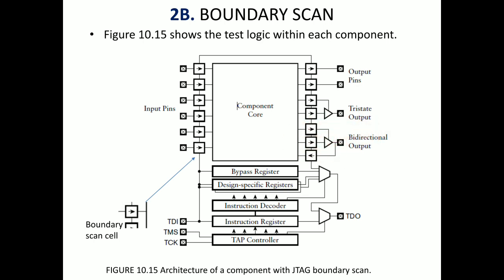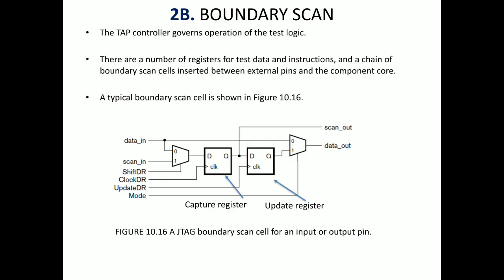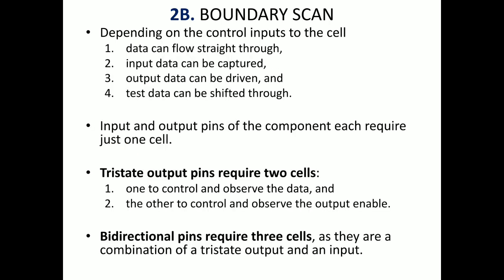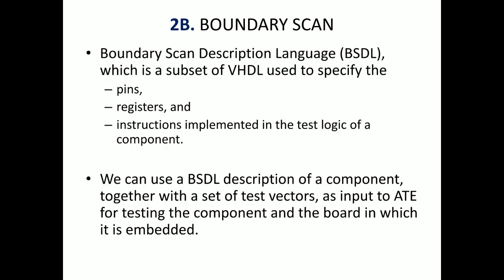This is about boundary scan, a way of testing the ICs. The boundary scan is nothing but a hardware interface. In order to work with it, we require a programming language. That language for boundary scan is the boundary scan description language. We require a language to run the JTAG. The boundary scan description language is a subset of VHDL.